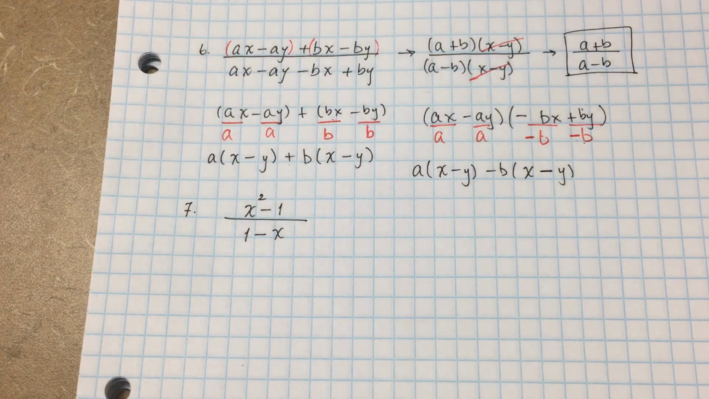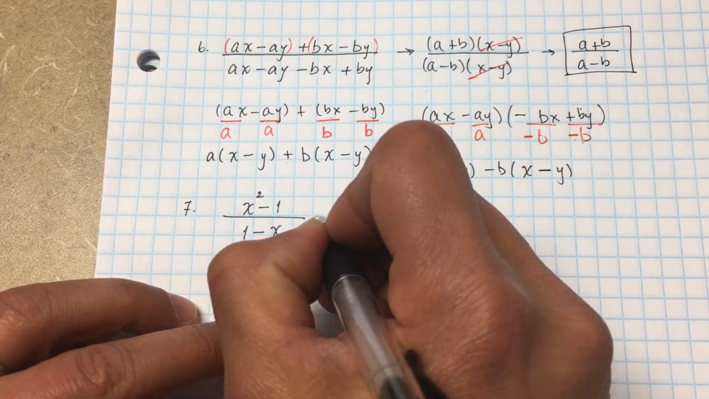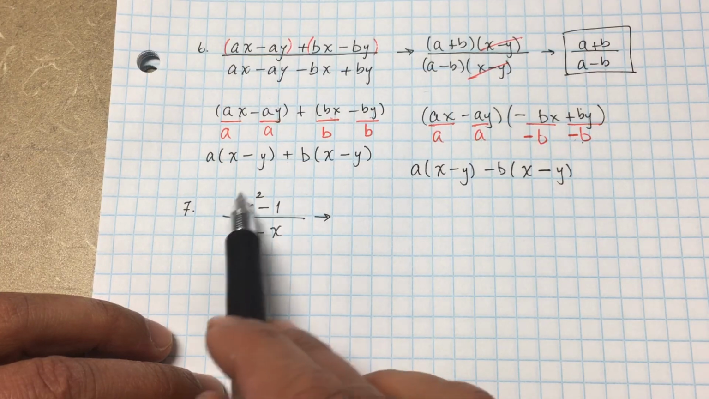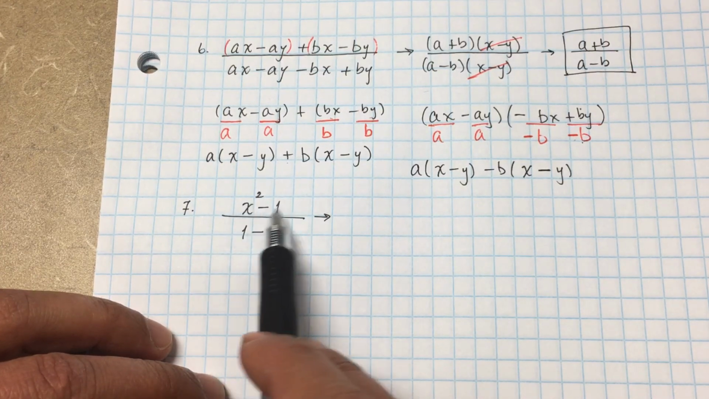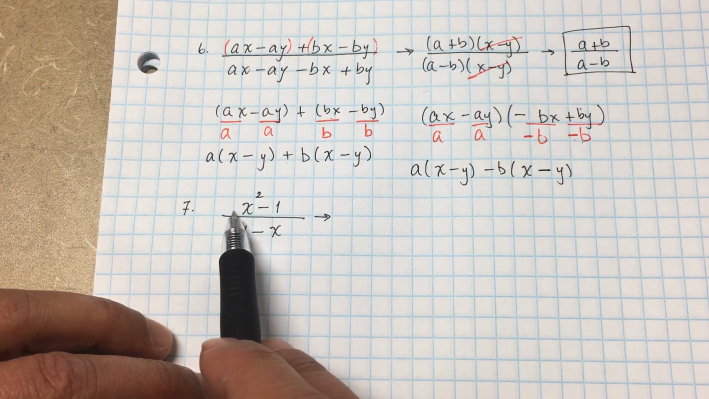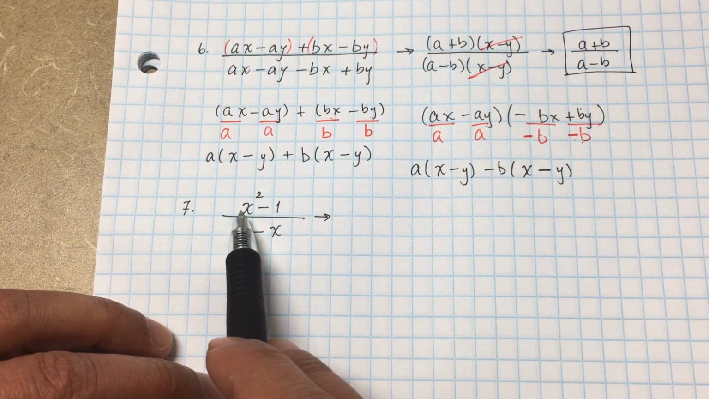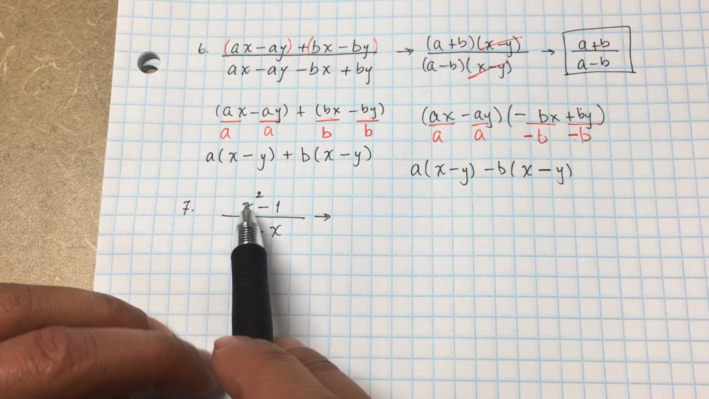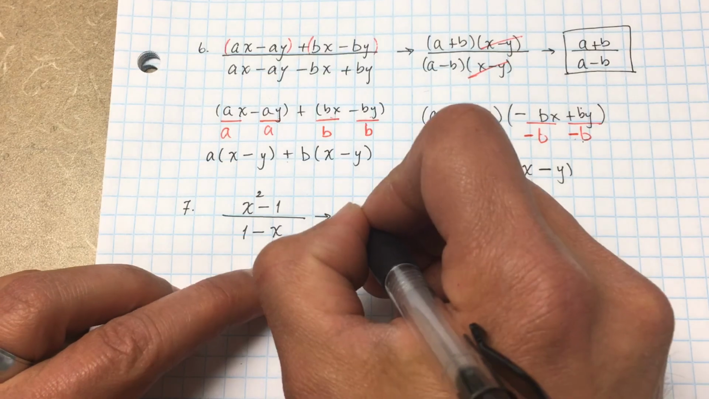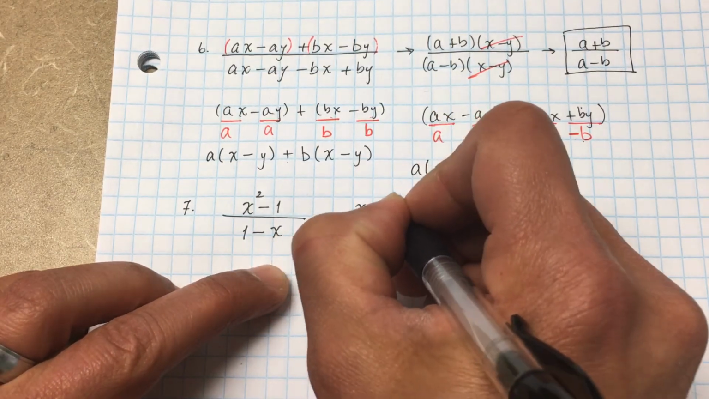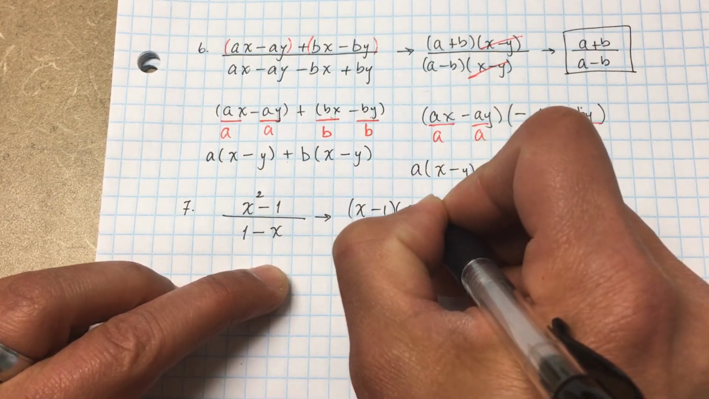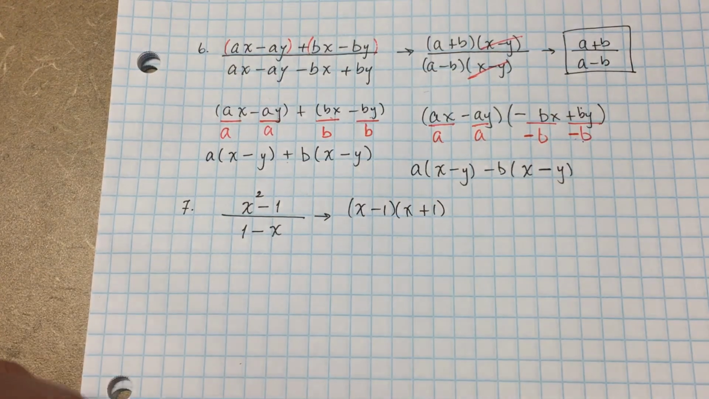Number 7 is a good one, a level 3 problem that I call, but it's a little bit tricky. Now, if you remember, this guy here is a difference of squares. Este es una diferencia de cuadrados, difference of squares. This, hopefully you remember how to factor it, is going to give you x minus 1 and x plus 1, x menos 1 y x más 1.